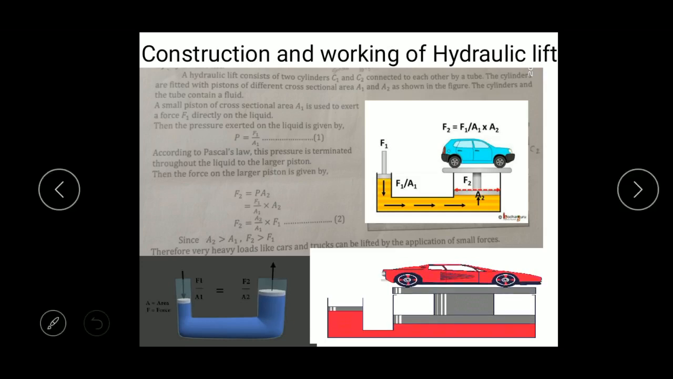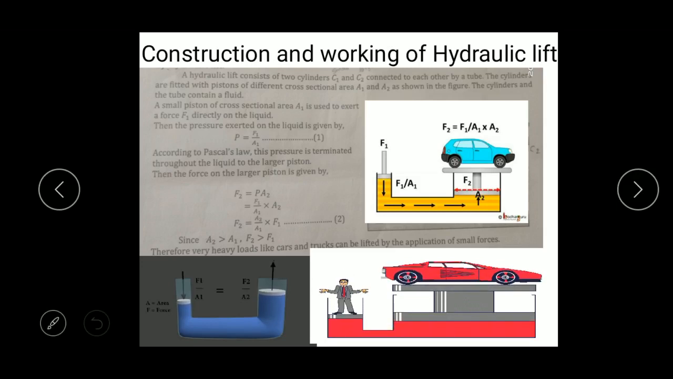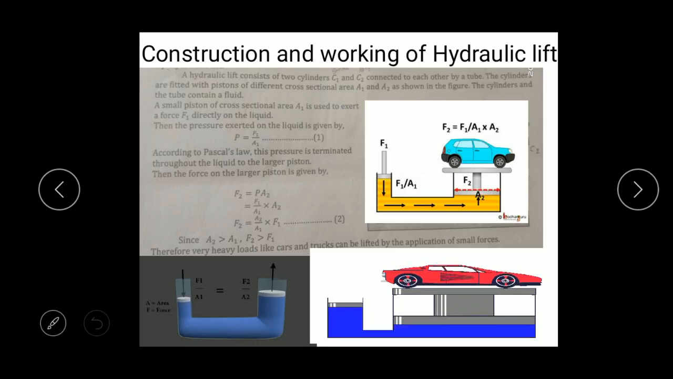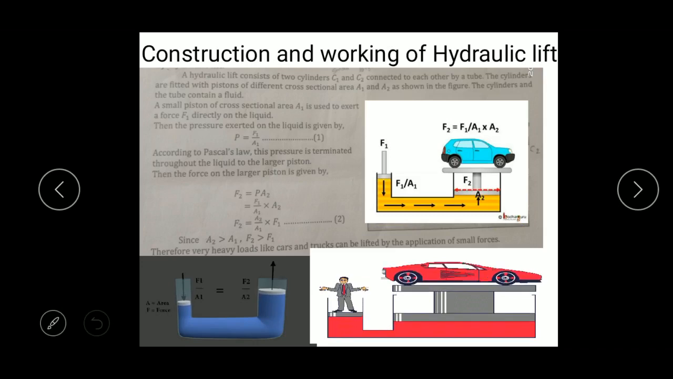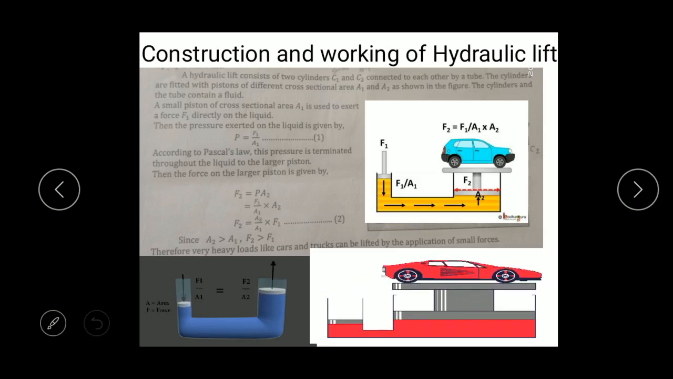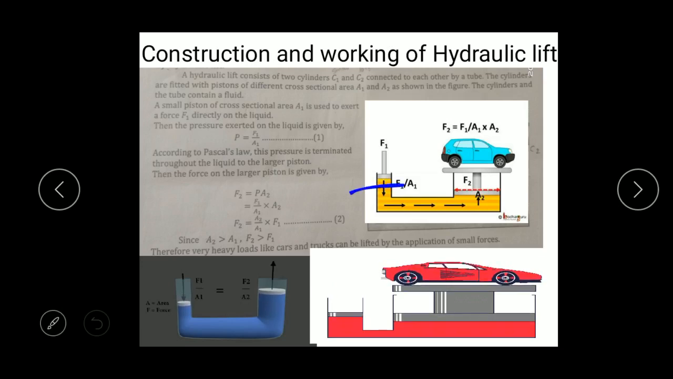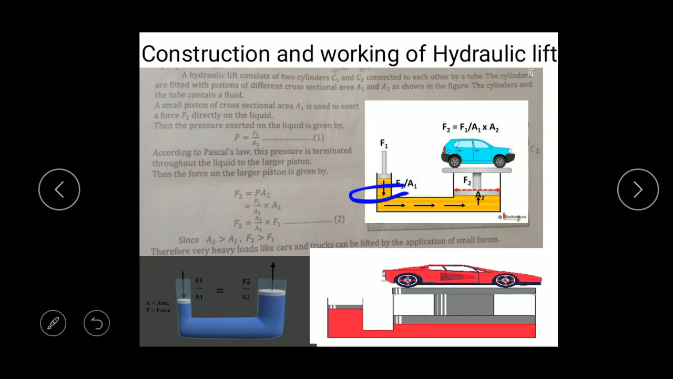The hydraulic lift consists of a horizontal fluid filled container. So here we have the horizontal fluid filled container. The hydraulic lift consists of what? The horizontal fluid filled container. So this is a fluid filled container, and both the ends of the container are fitted with two cylinders C1 and C2. So here we have the two cylinders C1 and C2, right?